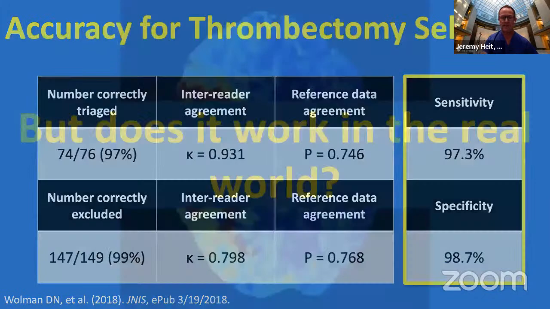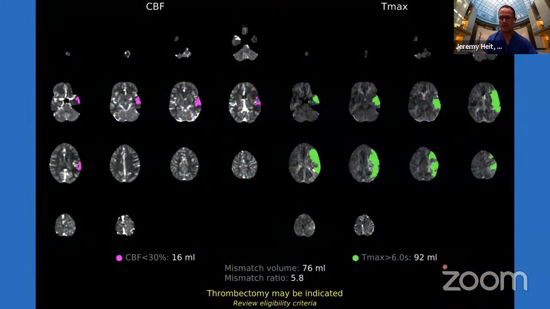So does it work in the real world? These are just a couple examples I pulled. Here's one patient, right? Clearly we see there's a small core and a penumbra. You look at this penumbral pattern, it looks like it's within the whole of the MCA territory. This is someone I would think has an M1 occlusion. And sure enough, that's what they have on the CTA.